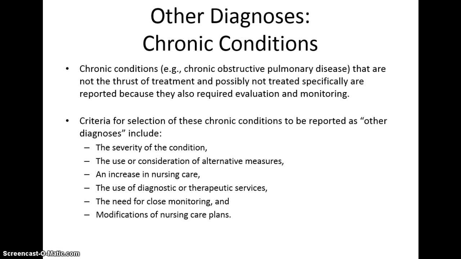So just to recap, we also have chronic conditions such as COPD that may not be the thrust of the treatment and may not be treated within the episode of care, but they are reported because they may require evaluation and monitoring. So things for us to think about are the severity of the condition, the use or consideration of alternative measures, the fact that it increases nursing care or requires modification of the nursing care plans, requires close monitoring, or may even require additional testing or therapeutic services.